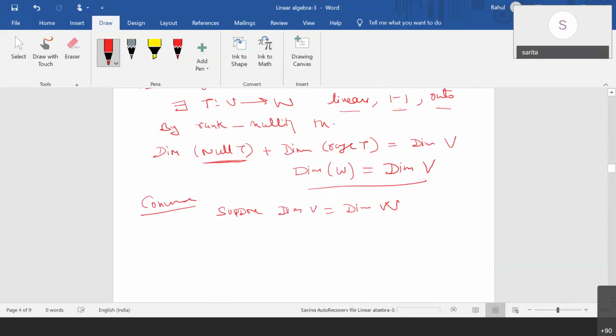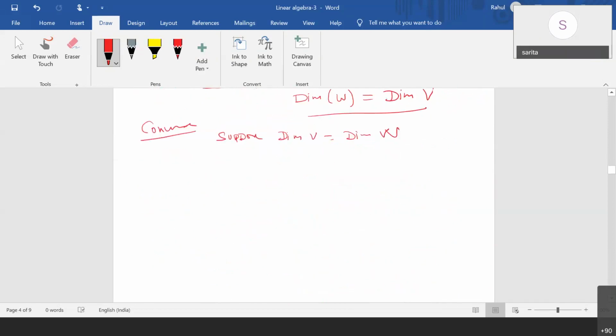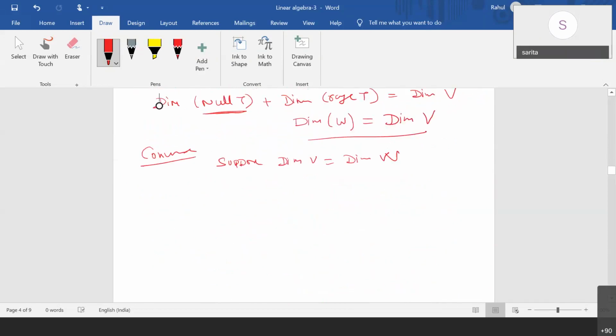Now we have to do the opposite. If the dimensions are the same, how can we prove it is one-to-one? Because their dimensions are the same, for one-to-one and onto we can just take one of them. So we'll say just one-to-one. Right? So suppose the dimensions are the same and let B = {V1, ..., Vn} be a basis of V and B' = {W1, ..., Wn} be a basis of W.